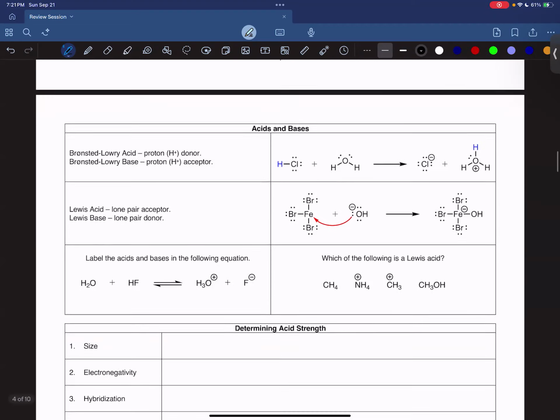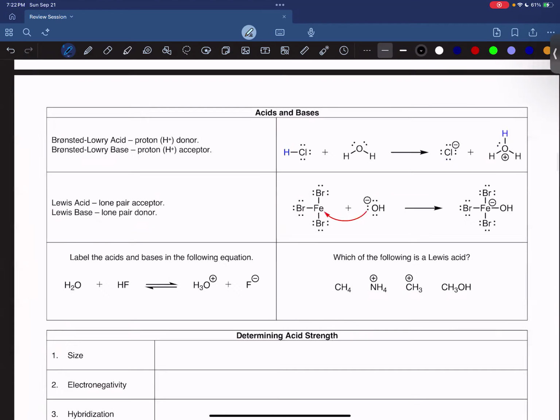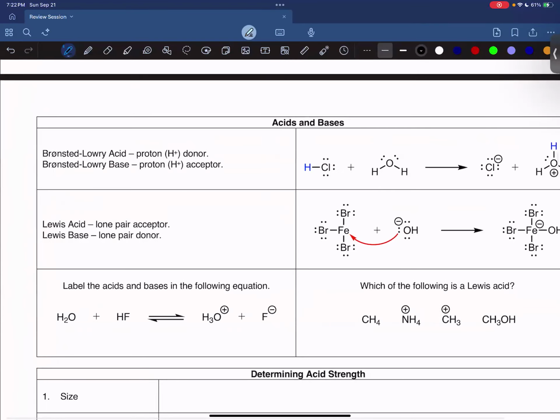Okay, we'll start on acids and bases when everyone's ready. All right, so starting off, we can see that there are two different definitions for acid and base this semester. So there's Bronsted-Lowry, which is just what you're used to, just a proton transfer. So acids are proton donors, bases are proton acceptors.